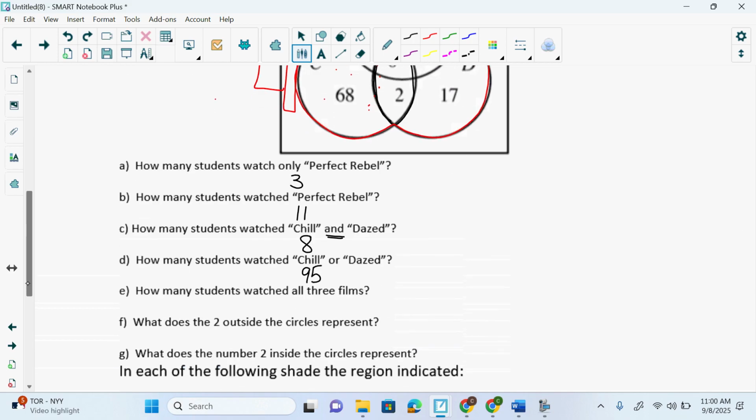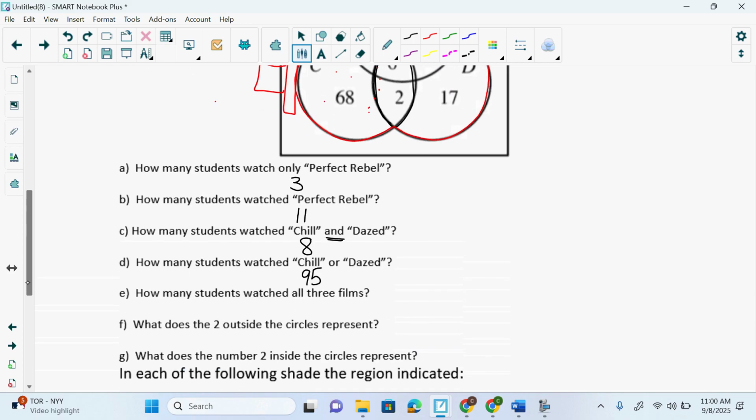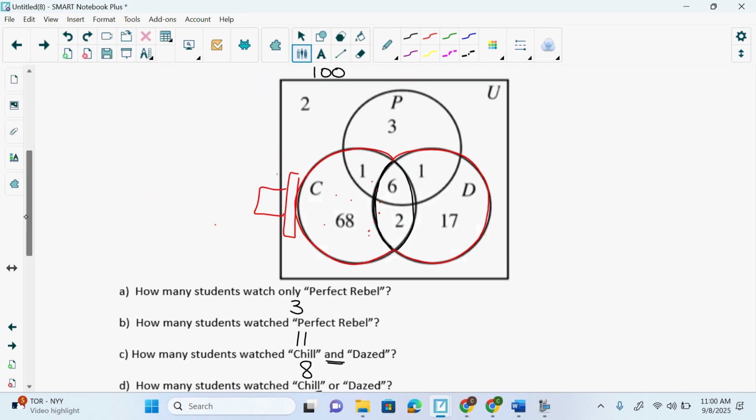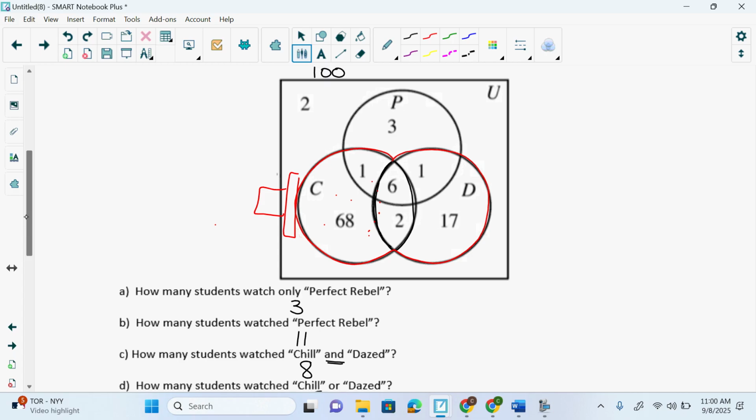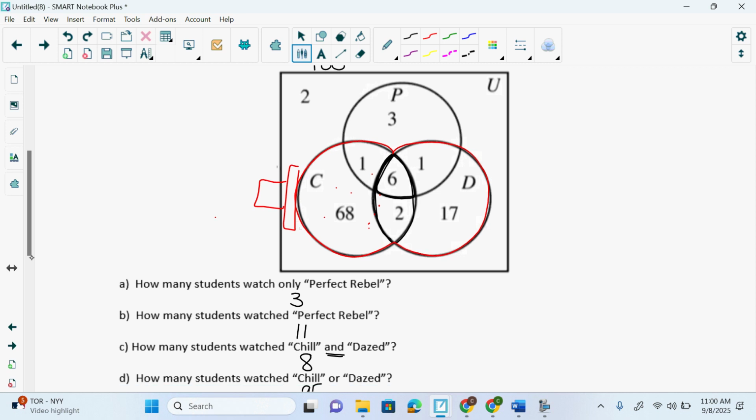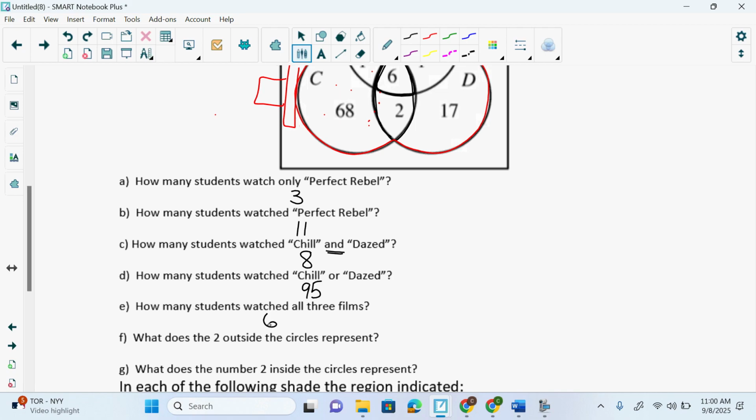And then okay, oh wait, sorry, I lied. How many students watch all 3? How many watch all 3? Watch all 3. 6. This little piece in here, watch all 3. 6 are the only people who watch P, C, and D, the overlap. 6. That's the one I have to get filled in first always.